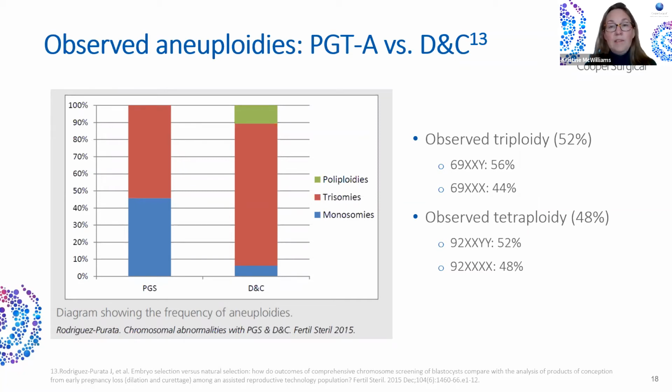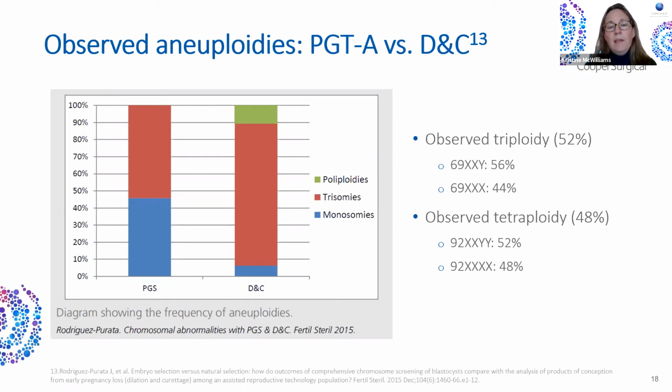And what you can see is, again, that trisomies are very commonly observed in PGTai in the pre-implantation embryo, just as they are in products of conception. However, differently within pre-implantation embryos, monosomies are very frequently observed, whereas they are quite rare in products of conception. And this is most likely representative of the very early pregnancy loss that occurs following transfer implantation of monosomic embryos.